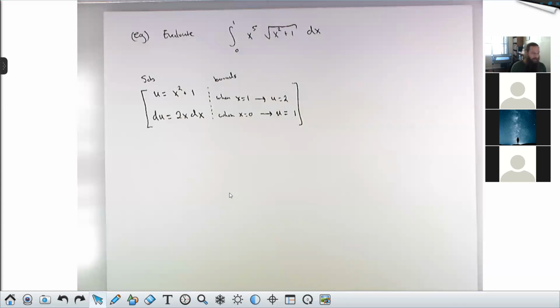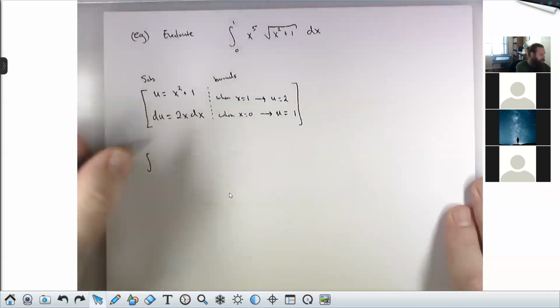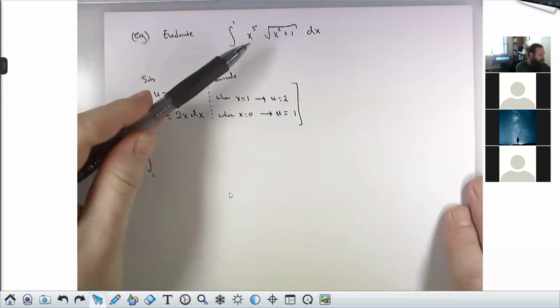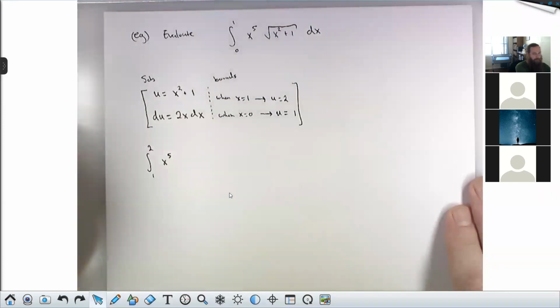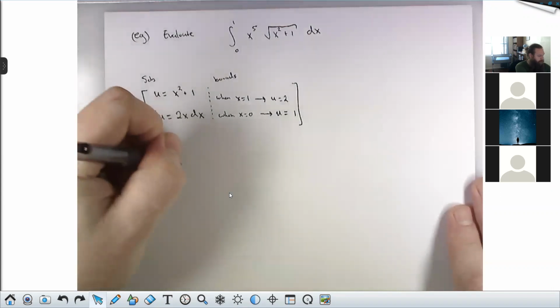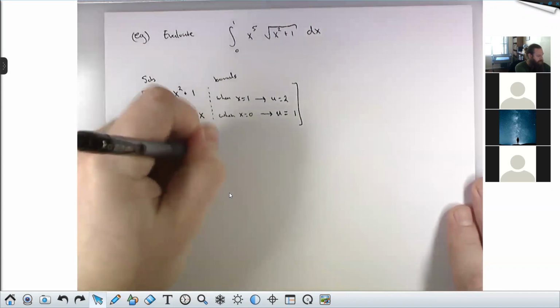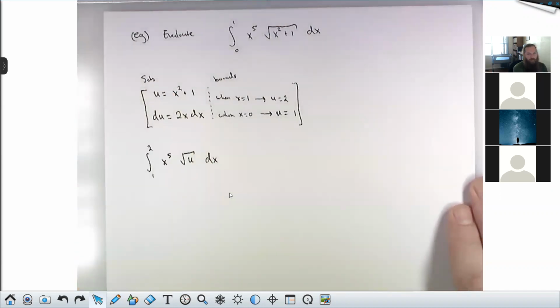Now we start rewriting our integral. The integral from 0 to 1 becomes the integral from 1 to 2. This x to the 5th, I don't quite know what to do with him yet. I'm just going to let him hang out. The square root of x squared plus 1 becomes the square root of u. And then I'll write the dx here for now because dx and du are not equal. I will plug that in a separate step.